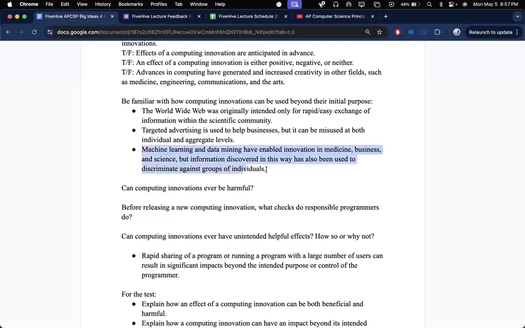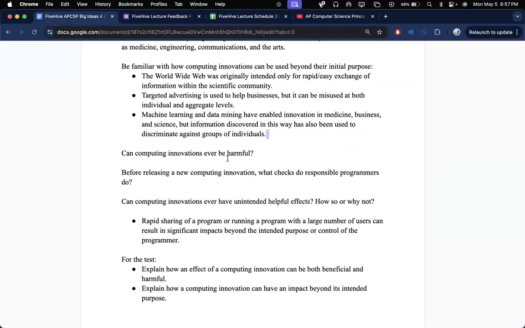Machine learning and data mining have enabled innovation in medicine, business, and science, but information discovered in this way has also been used to discriminate against groups of individuals. So, can computing innovations ever be harmful? What do you guys think? Yes, right? They could have a harmful impact on society, the economy or culture. There's a lot of computing innovations that are harmful. Some of them are even making us dumber, right?